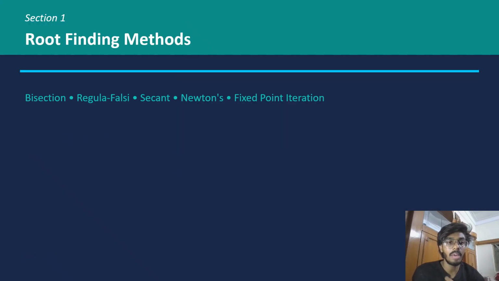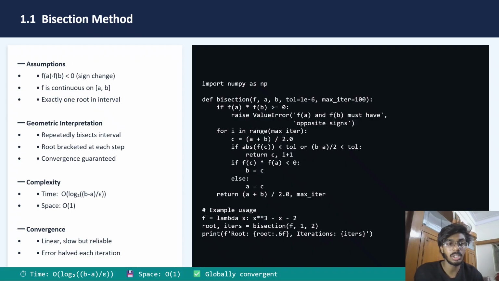The first section we have is root finding methods. We have 5 root finding methods: bisection, Regula-Falsi, secant, Newton, and fixed point iteration. Let's see their code one by one. First, we have the bisection method.